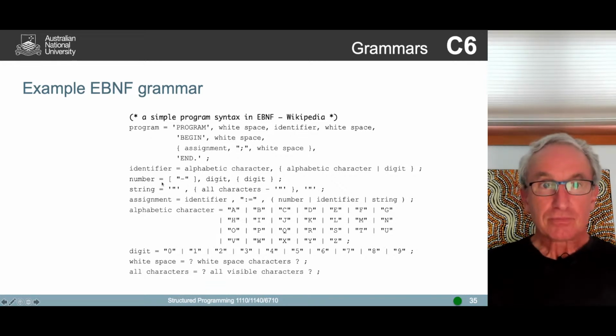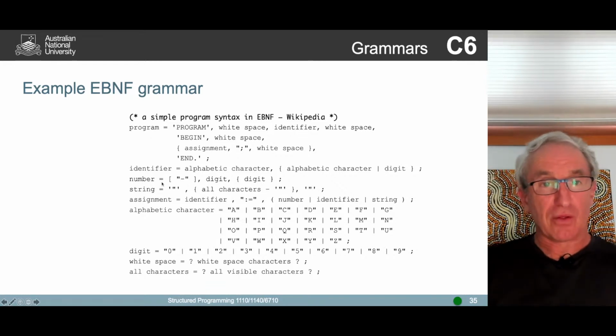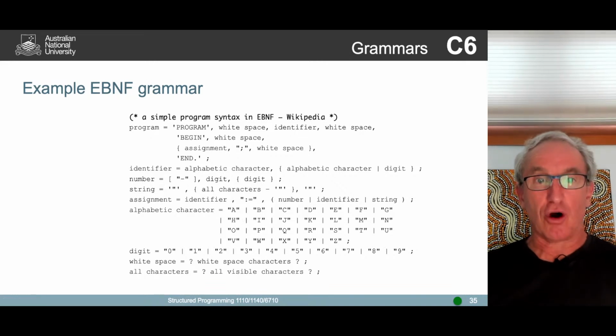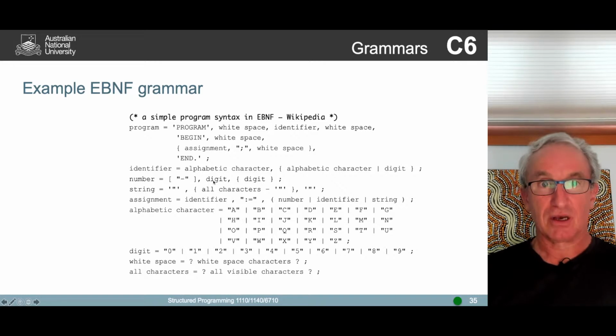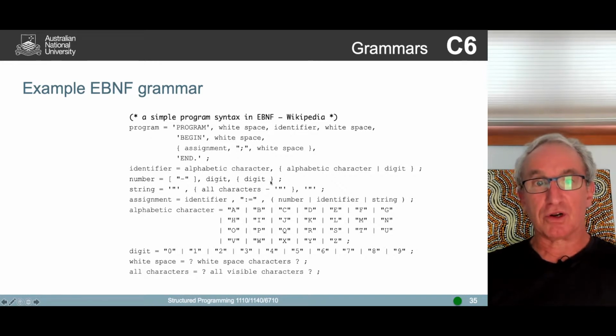Okay? And then here a number allows an optional, so 0 or 1 minus signs at the front, followed by a digit, followed by multiple digits. Okay? Followed by 0 or more digits. Okay, that's what that notation says. That means 0 or 1 minus signs, followed by a digit. Digits are defined down here. Followed by 0 or more digits.